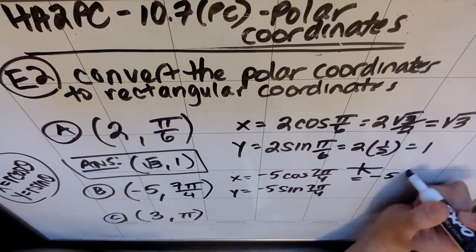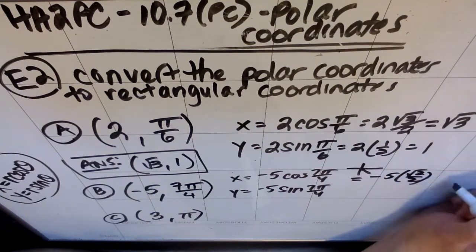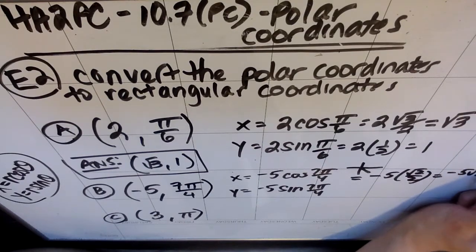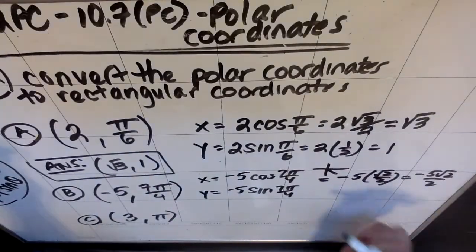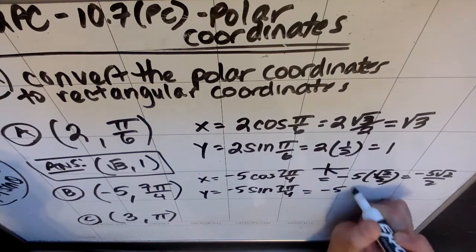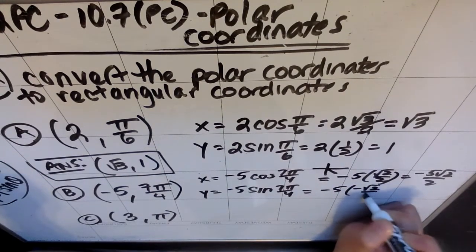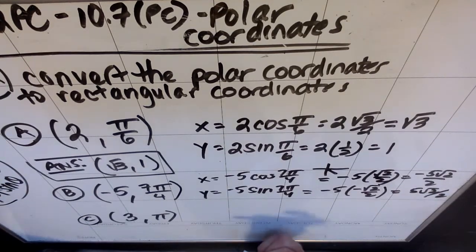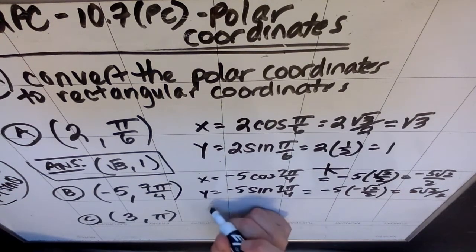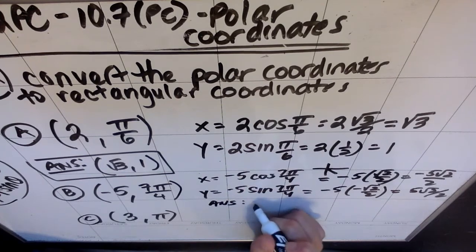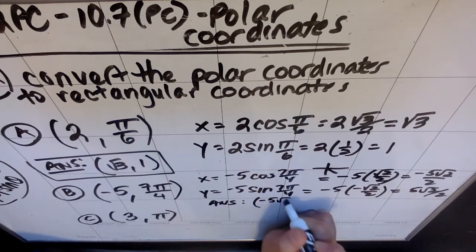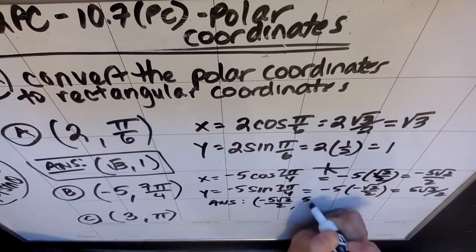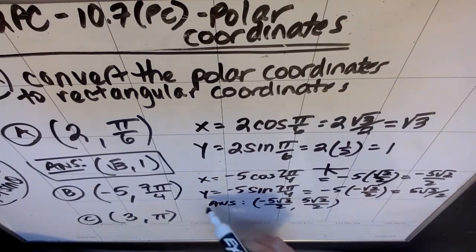So negative 5 times a positive root 2 over 2 is going to give me a negative 5 root 2 over 2 for my x coordinate. And my y coordinate is going to be negative 5 times a negative root 2 over 2, which is going to net a positive 5 root 2 over 2. So my answer in B, and I kind of ran out of space a little bit, is negative 5 root 2 over 2, comma, regular 5 root 2 over 2. There we go.